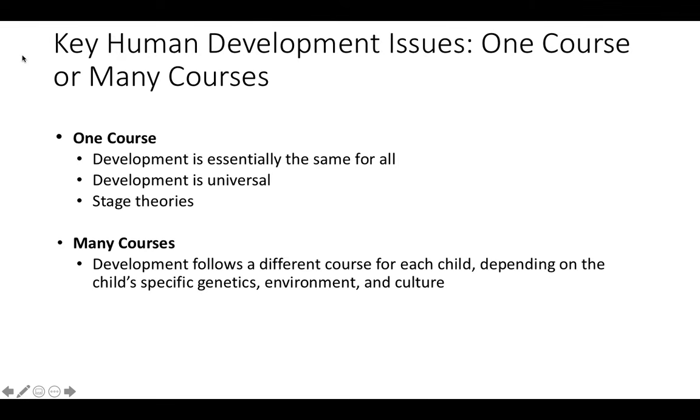Okay. Now, an issue that has been discussed within developmental psychology is: is there one course of development or are there many courses? What I mean by that, one course includes things like development is essentially the same for all, development is universal, as well as stage theories. So there are certain forms of development that will span across the entire world. There are physiological developments that you can't help no matter what. This includes things like the onset of puberty, things like that.